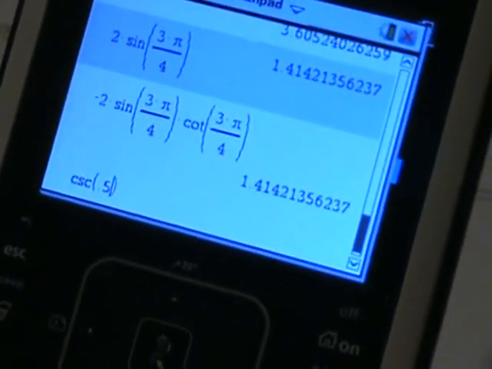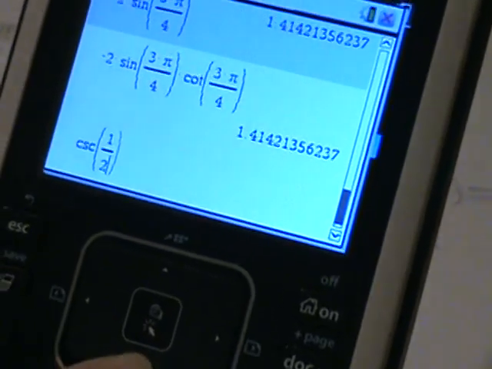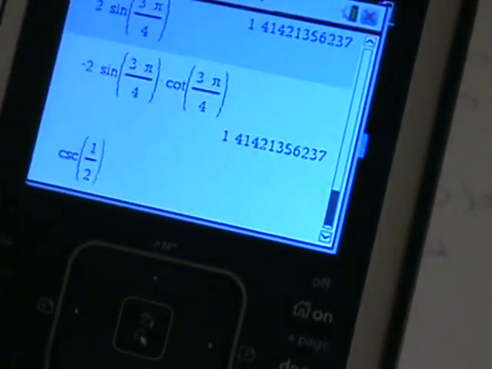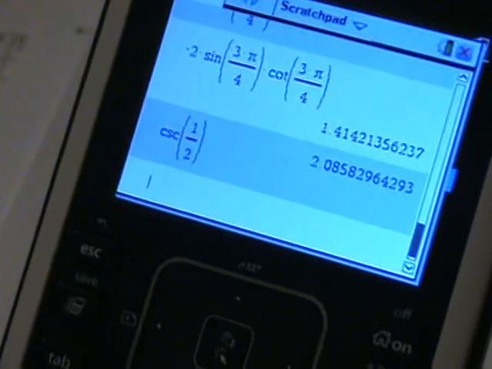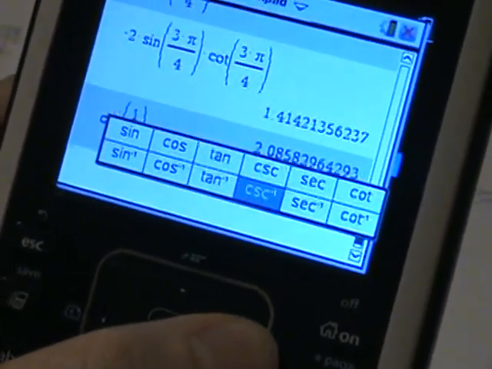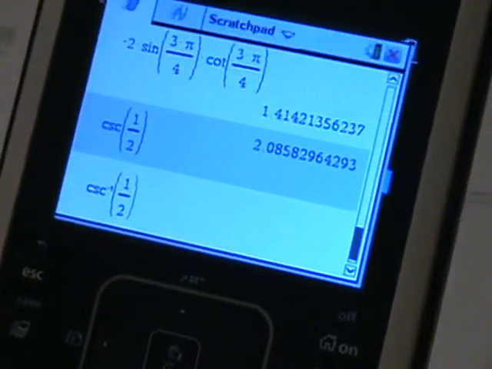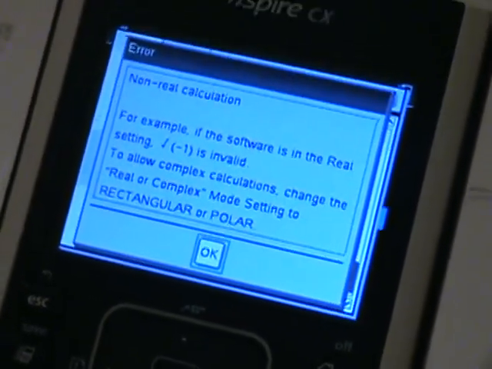I typed 0.5. Can't really see my point. Lots of you can't always see my point. Haha. Okay, here we go. Cosine 1/2. Oh, duh. Type inverse cosecant. Sorry. Inverse cosecant. 1/2. And what happens?